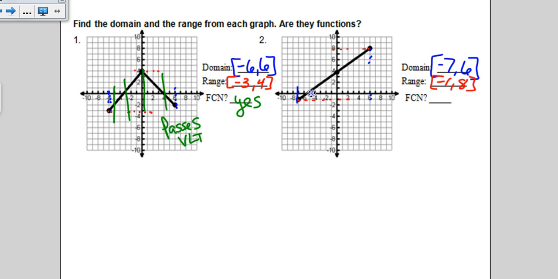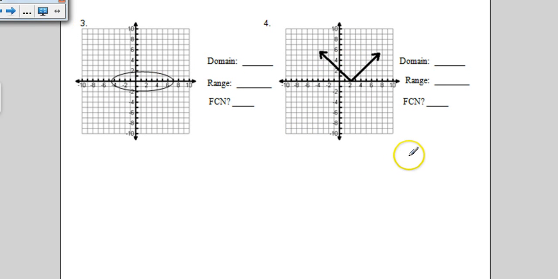And does this pass the vertical line test? Well, yep, each vertical line will only touch once, so yes, this is a function. Okay, number 3, the domain stretches from here to here.